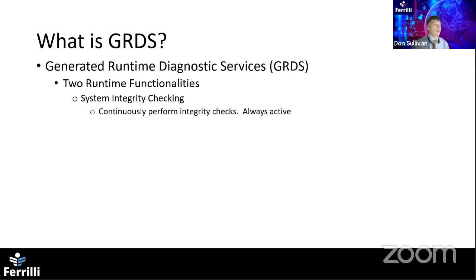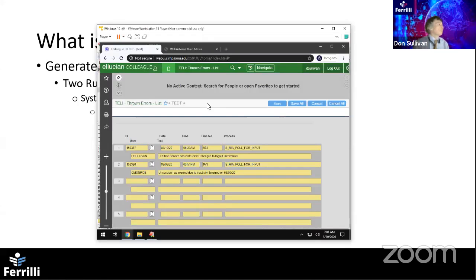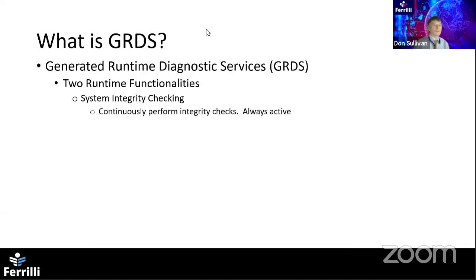I actually have a little example of this that I'm going to bring up real quick on my screen. You'll see here some thrown errors that you'll see on this UI here. This is a good example of that system integrity checking that's happening. You can see here there's a couple of sessions that have expired or a log out immediately. Those are just a couple of examples from test environment there. So that's where you would see those.